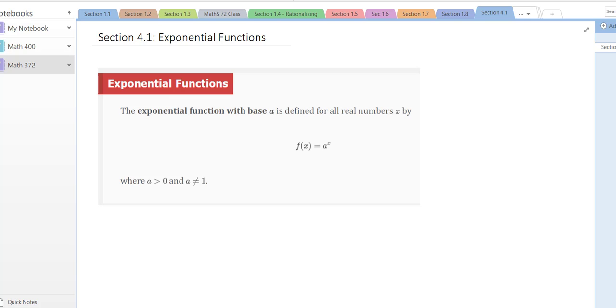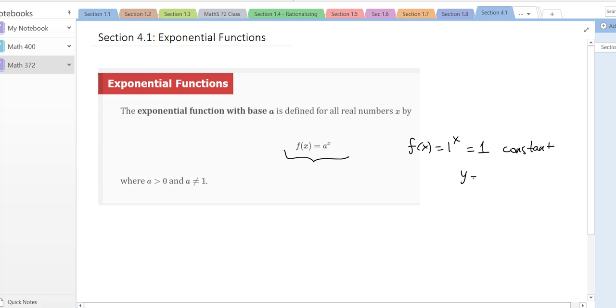So an exponential function with the base a is defined for all real numbers x by this function notation, f of x equals a to the x, where a is a positive number and a is not equal to 1, right? If a is 1, you just get f of x equals 1 to the x, which is 1. So it's just a constant. So it's the linear function really, y equals 1, the horizontal line. So that's why we say a not equal to 1.